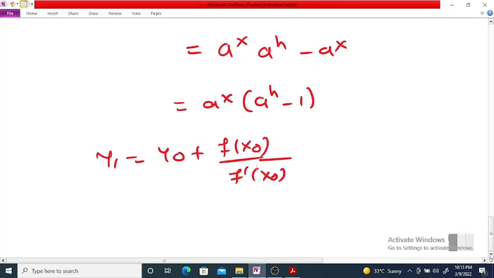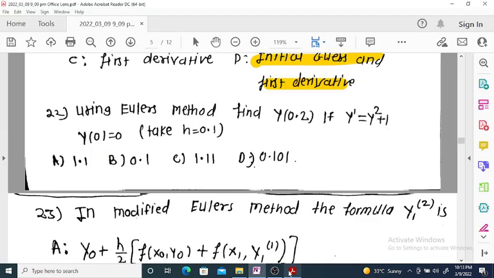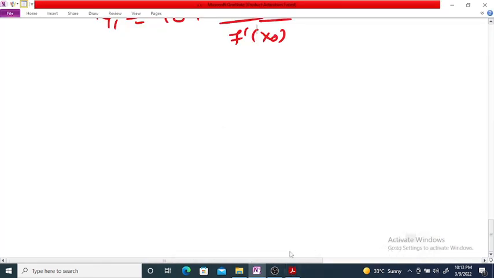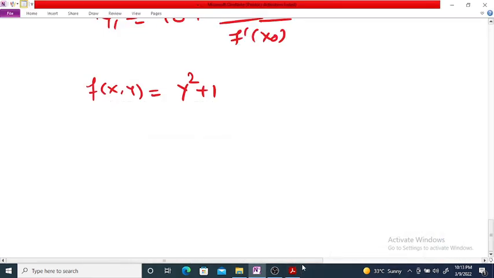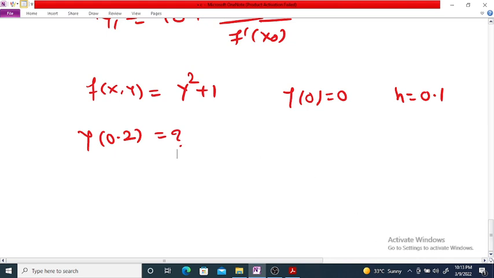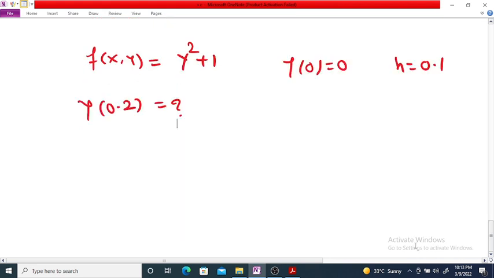So now we want to apply Euler's method here. The function is given: f of x,y is y square plus 1, the initial condition is y of 0 equal to 0, and h is equal to 0.1. We want to determine the value of y of 0.2. That means we want to do two iterations. For the first iteration we obtain y of 0.1, and then in the next iteration we get y of 0.2.